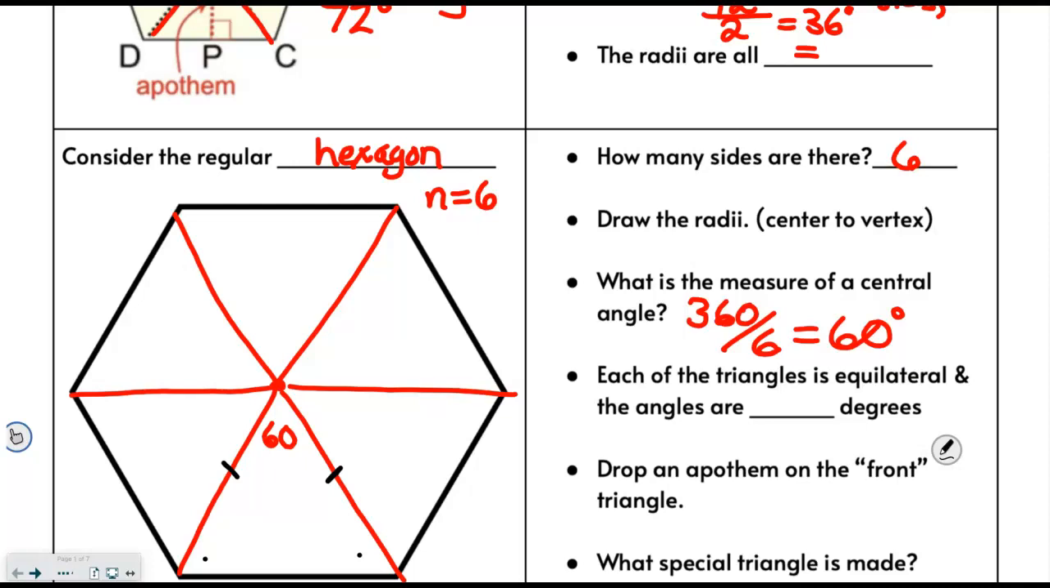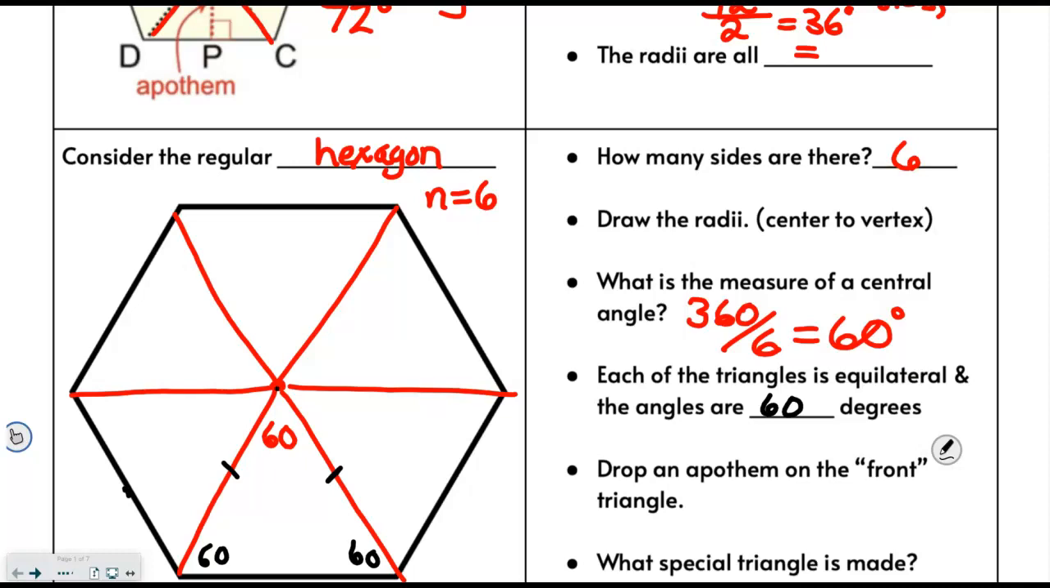So if I did my 180 minus the 60-degree central angle, I have 120 degrees for these two base angles down here to share equally. So this is a special case. With the hexagon, we get an equilateral triangle in there. All 6 of them are. So we know that all of those angles are 60 degrees. Only for the hexagon, right? But it helps us do little shortcuts for our hexagon.